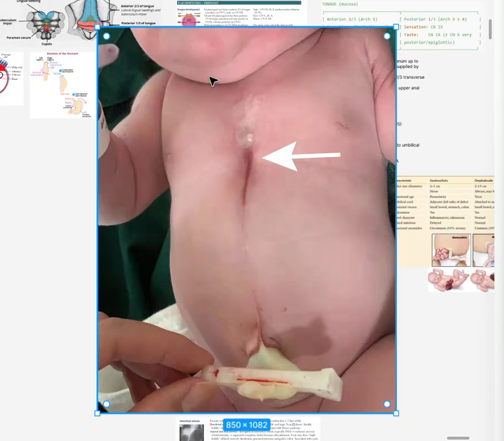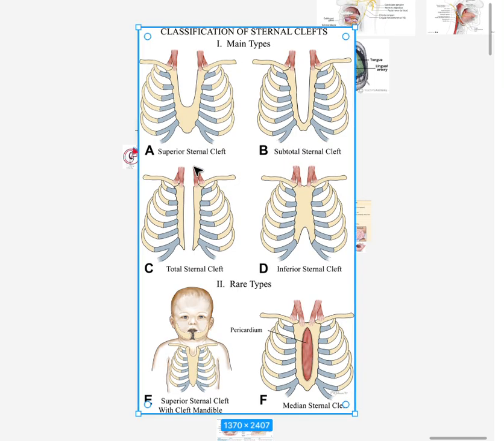Can you appreciate that this is a congenital abnormality of the sternum due to failure of fusion of the paired sternal bars during embryological development? So, normally, can you see these sternal bars? They're supposed to meet in the area in the middle, right? But if that doesn't happen, there's a failure of fusion of the paired sternal bars.